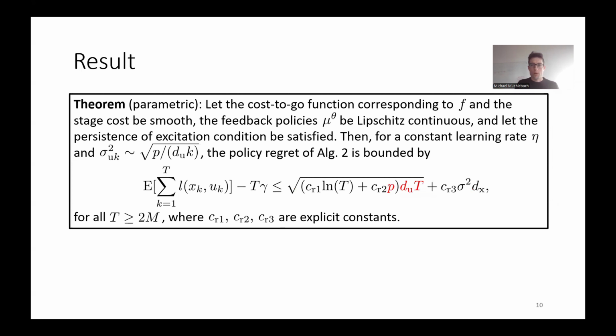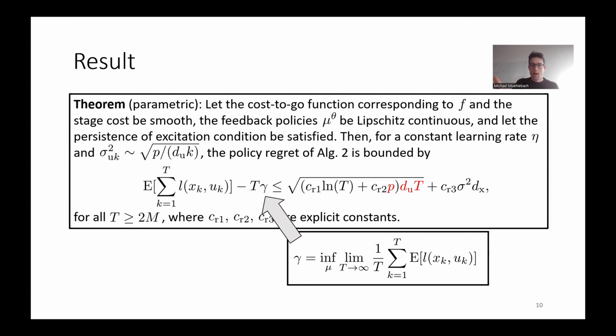Here's the corresponding result in the parametric setting. Policy regret grows with square root of p, the size or the dimension of the parameter space, du, the dimension of the inputs, and T, the horizon length. And again, the benchmark is taken as the optimal steady state feedback policy under the underlying dynamics.